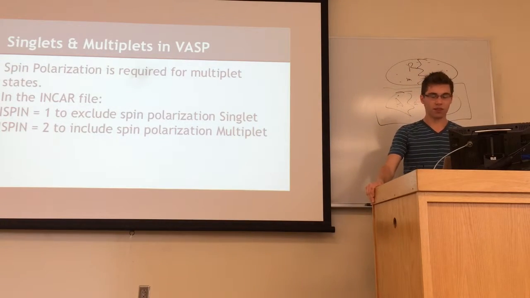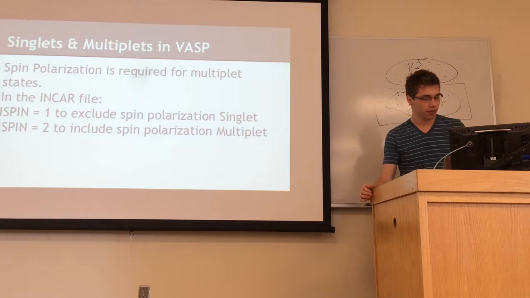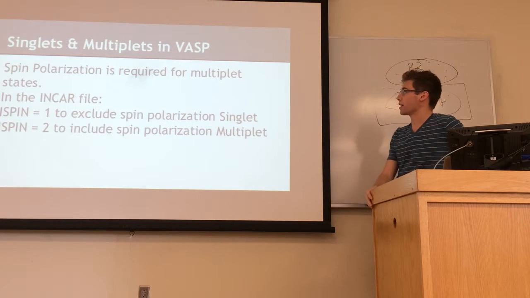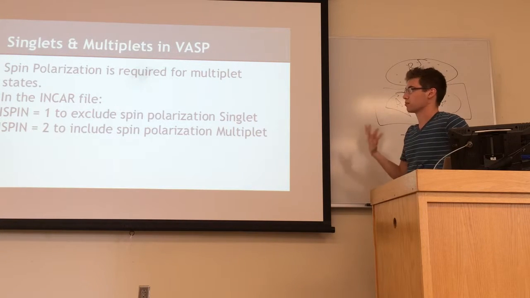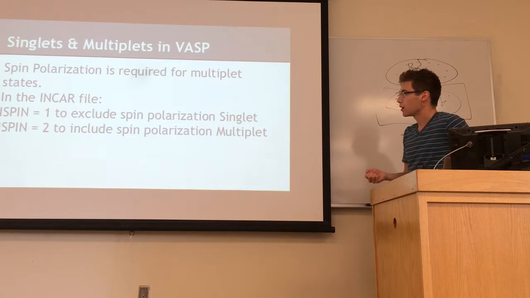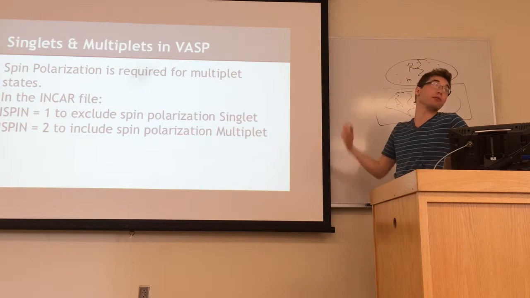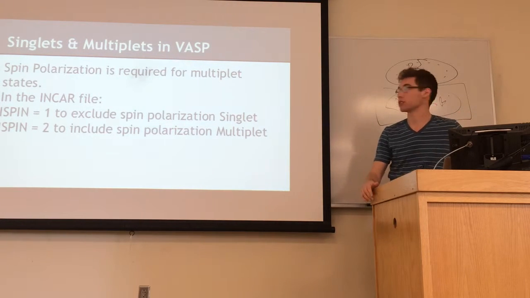Now, how do we get these in VASP? Caitlin already told us. In the INCAR file, we set ISPIN to 1 to exclude the spin polarization when we're working with the singlet species, and then to 2 to include the spin polarization when we want to include our transition metal systems.